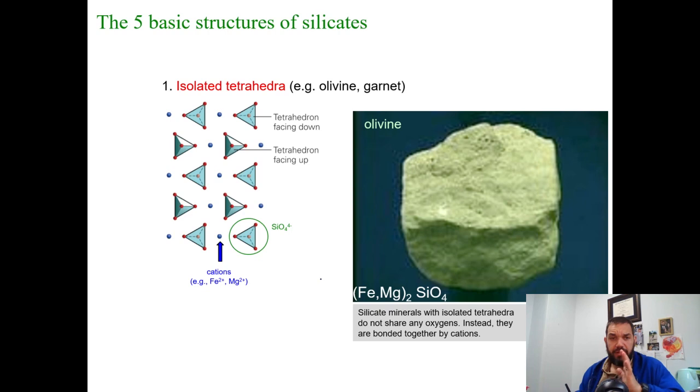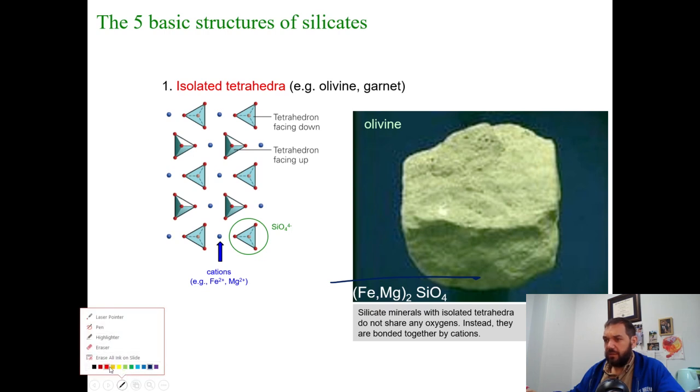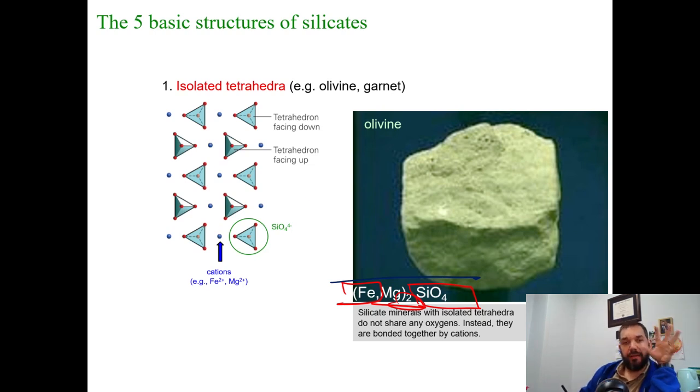This is one of the 6 most important minerals for rock-forming rocks on Earth. Here's the formula right there. It's either iron or magnesium. You can hopefully see that Fe is iron. It's either iron or magnesium, 2, so you need 2 of them, and SiO4, SiO4 being a silicate tetrahedron. I want you to take a look at the internal structure of olivine. We call this an isolated tetrahedron structure.